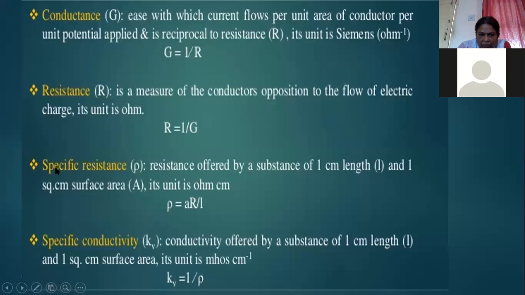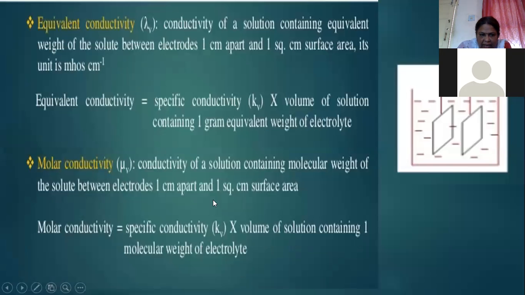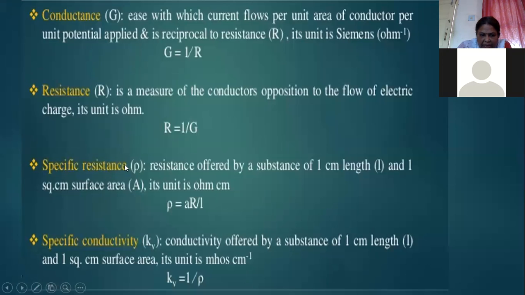Its unit is ohm, and specific resistance, whose symbol is rho, is the resistance offered by a substance of 1 centimeter length and 1 square centimeter surface area. Its unit is ohm centimeter. And therefore, if the specific resistance unit is ohm centimeter, then specific conductance unit is per ohm per centimeter or mho per centimeter.